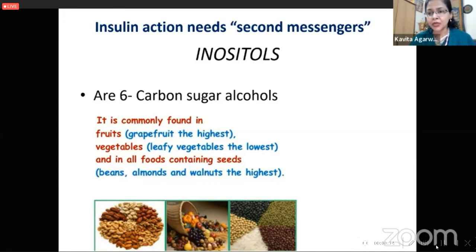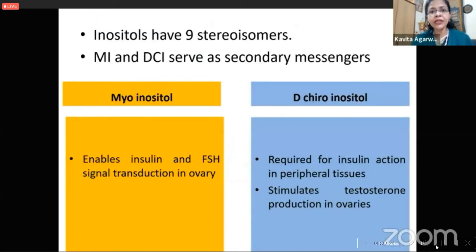They are derived from inositols, which are 6-carbon sugar alcohols commonly found in fruits, grapefruit the highest, beans, almonds, and walnuts. Although inositols have 9 stereoisomers, today we will be talking about myoinositol and D-chiro-inositol because they serve as secondary messengers to insulin. Myoinositol enables the insulin and FSH signal transduction in the ovary, whereas D-chiro-inositol acts in the peripheral tissues. It is required for insulin action in the peripheral tissues.